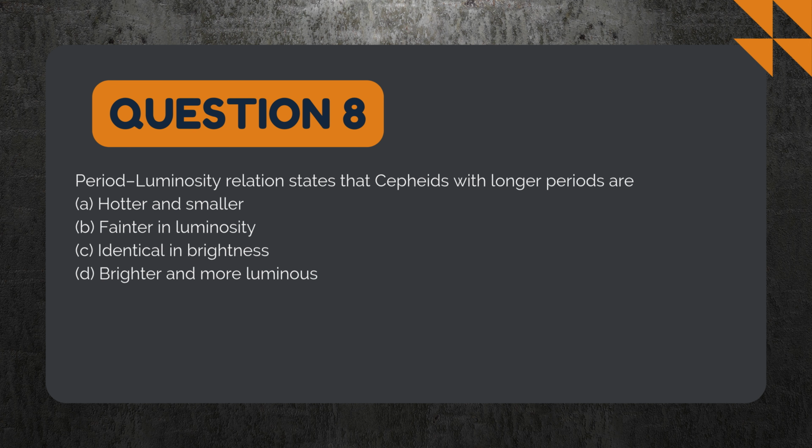Question 8. Period-luminosity relation states that Cepheids with longer periods are A. Hotter and smaller, B. Fainter in luminosity, C. Identical in brightness, D. Brighter and more luminous.